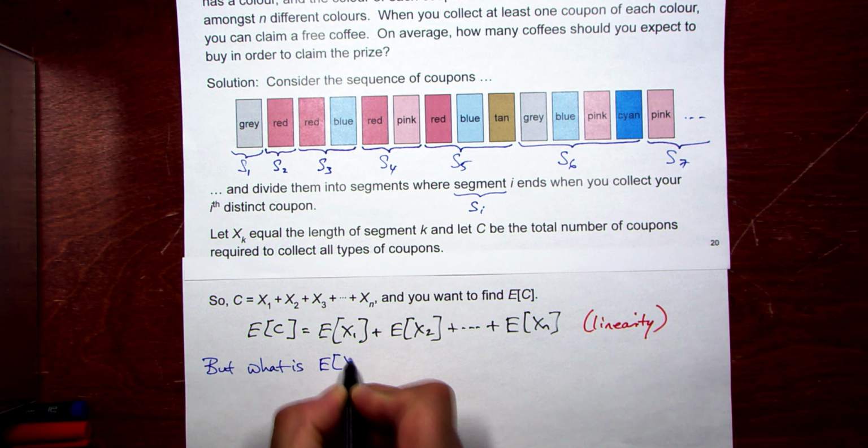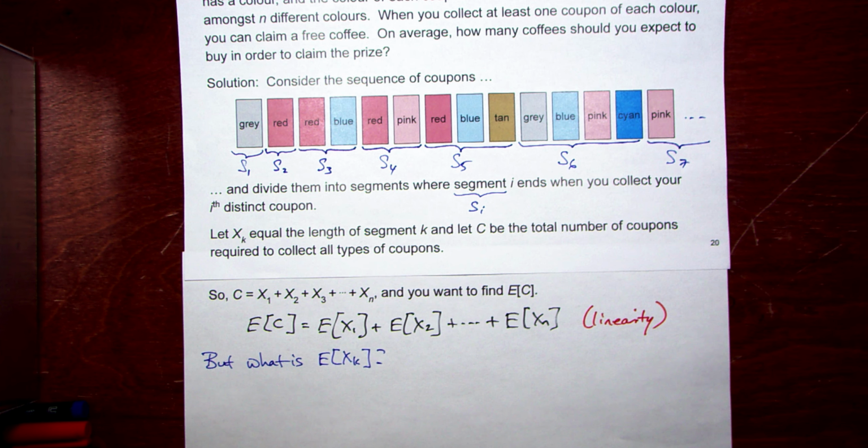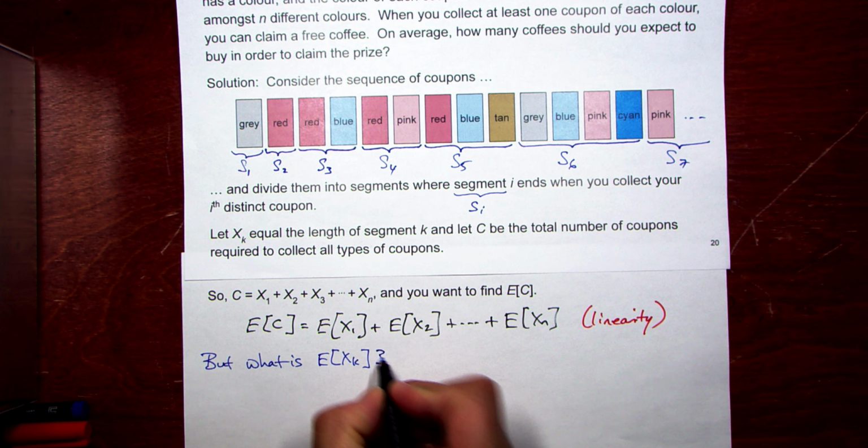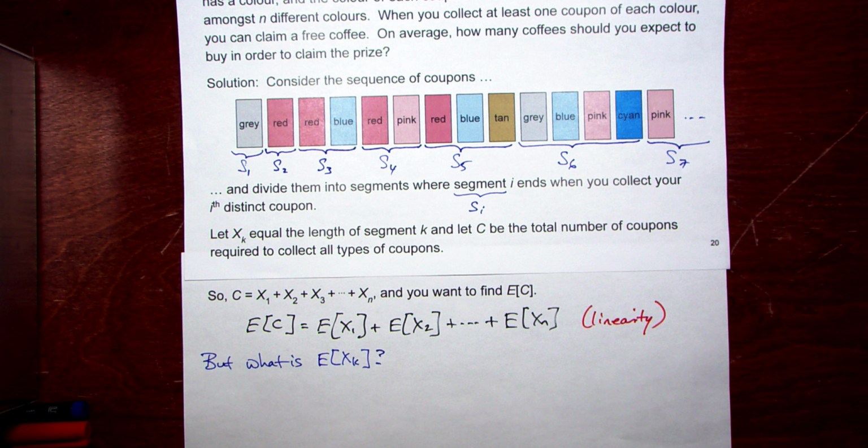We still have to figure out what the expected value of x sub k is. Well, let's think about it for a sec. If you're in segment K, it means that you already have collected K minus 1 colors so far, right? Segment 1, you've collected 0. That makes sense. So after K minus 1 colors, you'll be in segment K.